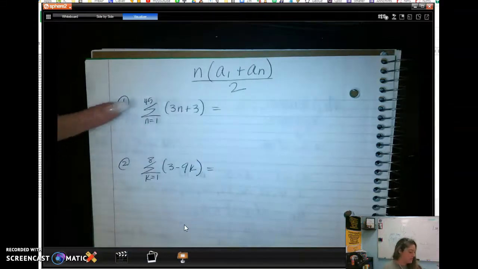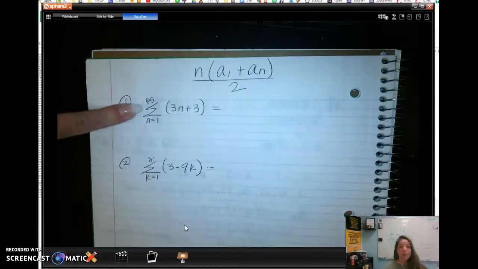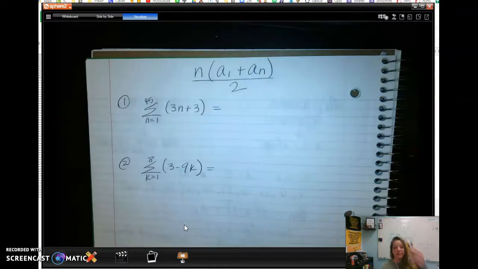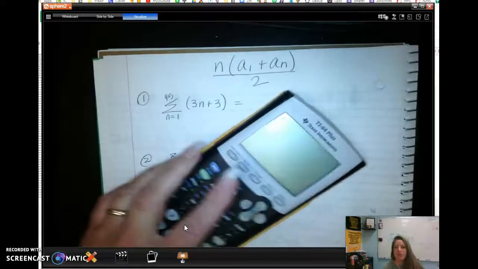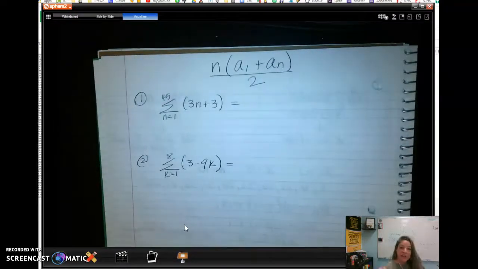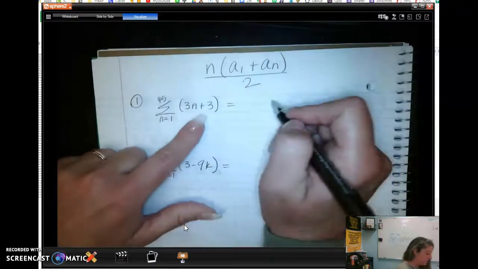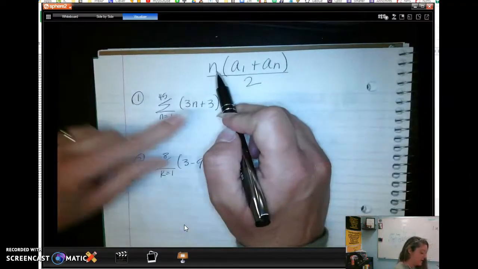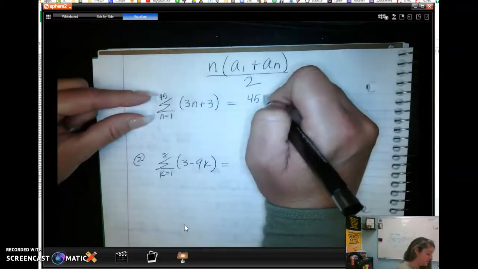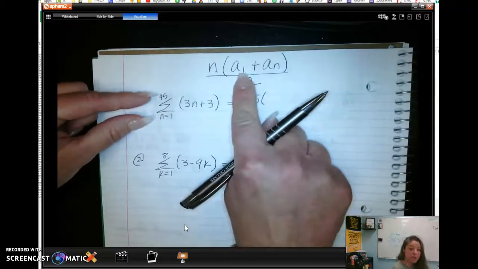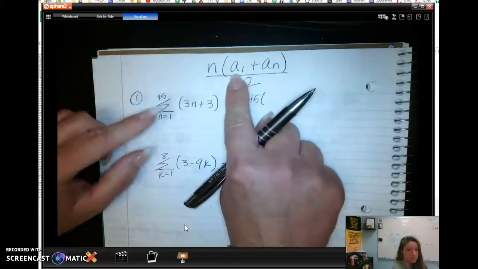So here we go. If you take a look at number 1, there are 45 flipping terms in this sequence, and nobody wants to sit here with your calculator and type in 45 different numbers that you're trying to add together, right? So this formula is a huge help. Okay, so the formula says we're going to do n. So this one has 45 terms, so 45 times. We're going to find the first term and then the last term.